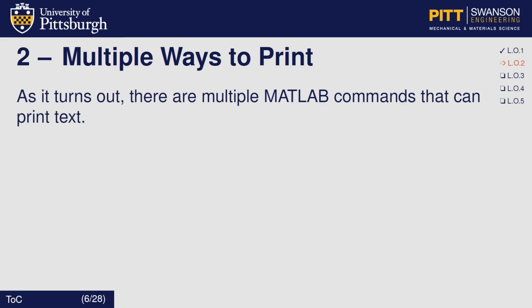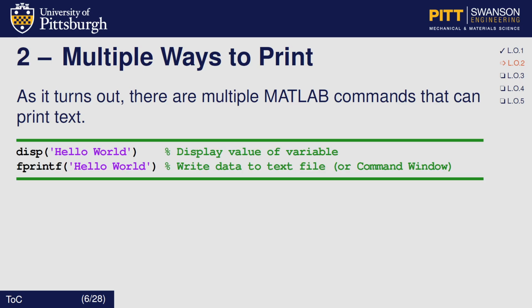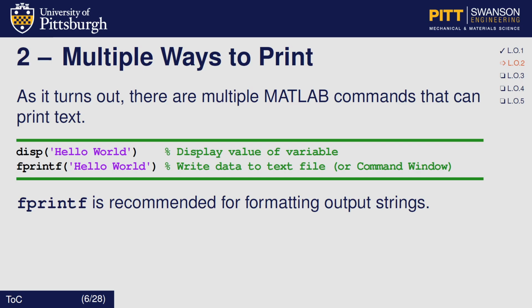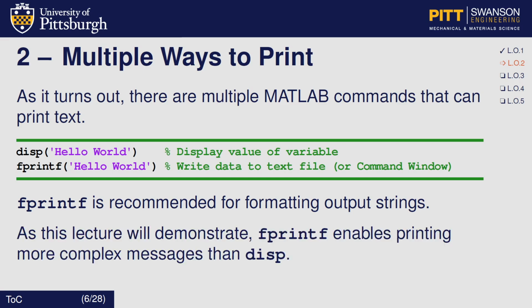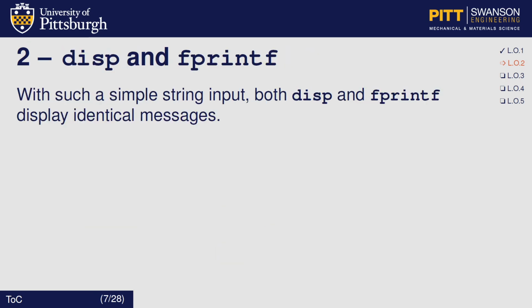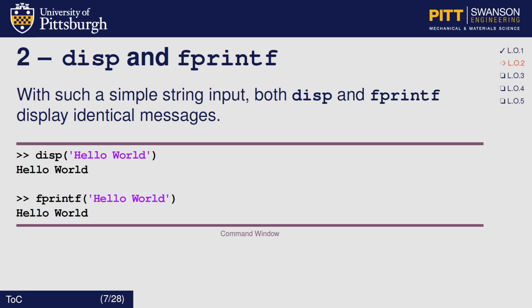In MATLAB, there are actually multiple commands that can be used to print text to the screen. The disp command, which we just used, and the fprintf command, which can also be used to write data to a text file. fprintf is the recommended command for formatting outputs because, as this lecture will demonstrate, it is capable of printing more complex messages than disp. Now, with such simple string inputs, just saying hello world, both commands output the same thing. This will change in future slides.